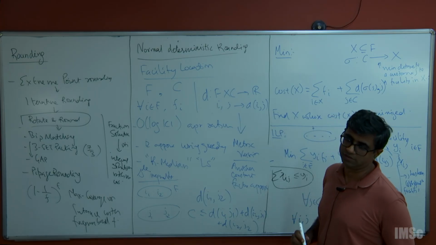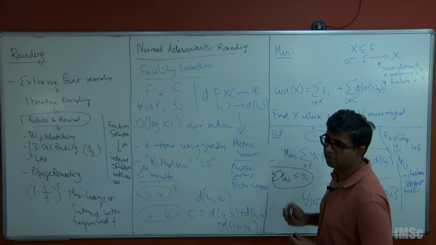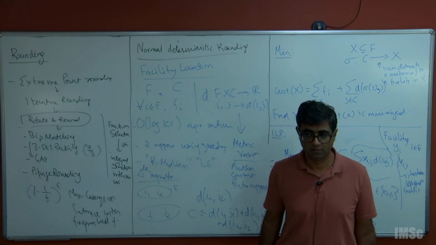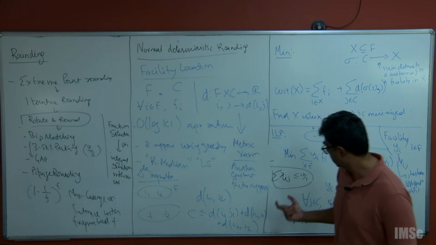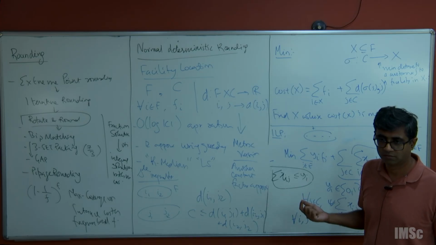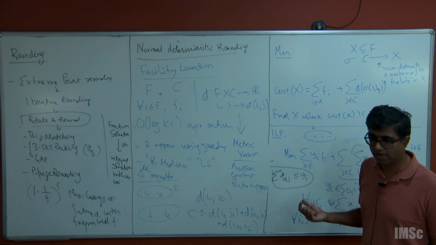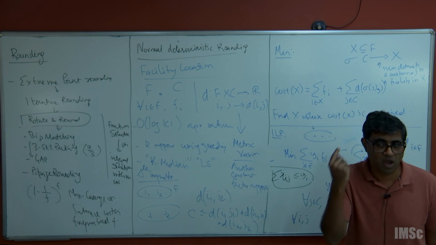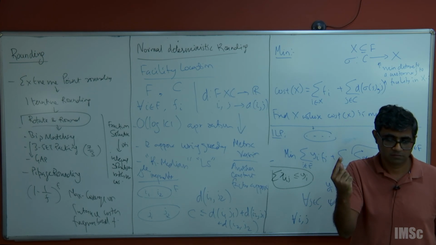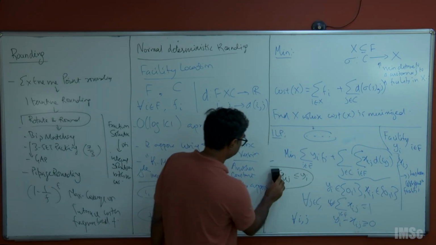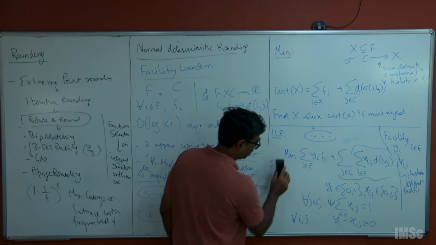Imagine yourself, Pallavi. Can this be less than or equal to 1? Imagine that I have assigned 10 people to facility i. Then the left hand side is 10 and the right hand side is 1. I do not want to pay 10 times, because I only open the facility once.